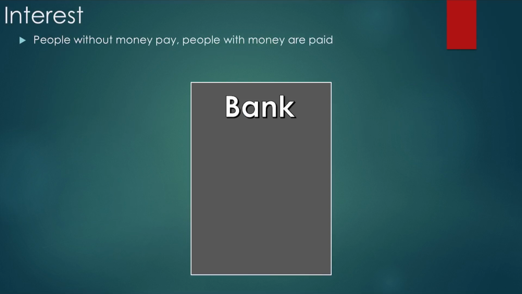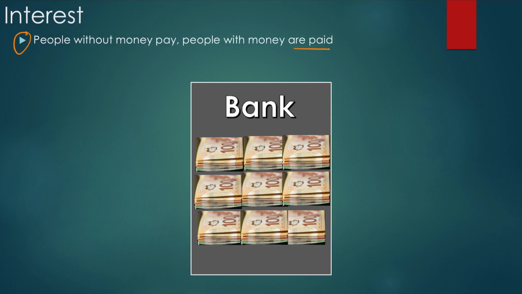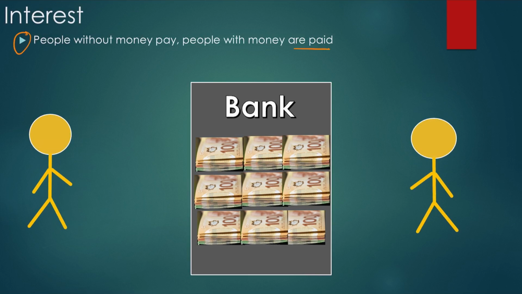All right, now let's talk about interest. How I like to sum up how interest works is: people without money have to pay interest and people with money are paid interest. So I'm going to put the bank in the middle here, and the bank is basically just this big collection of money, and they manage money back and forth between different people. And you can be on either of two sides of this.